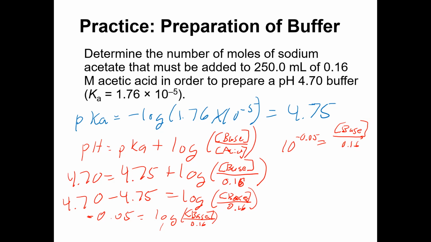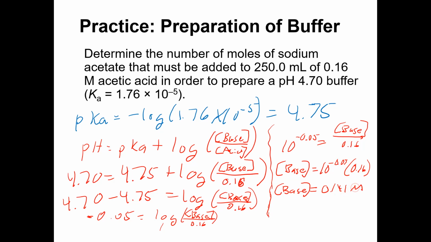And then I want to get base by itself, so I'm going to draw a line here so that this isn't running into each other. So we have base is going to be equal to 10 to the negative 0.05 times 0.16. If you take 10 to the power of negative 0.05 and multiply that times 0.16, we should come up with the concentration of the base is equal to 0.141 molar.